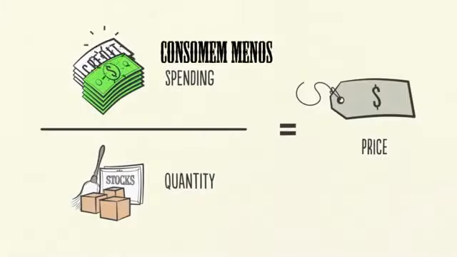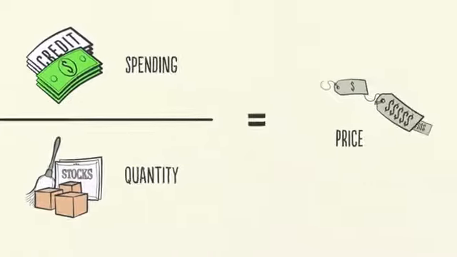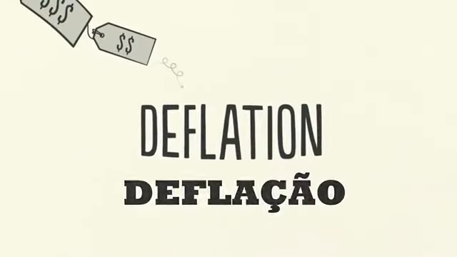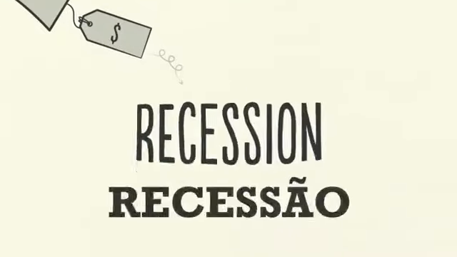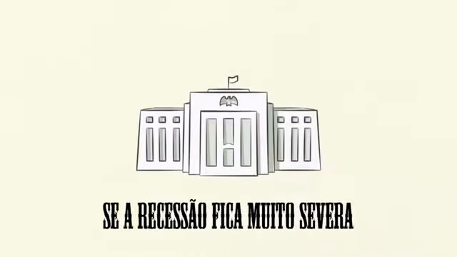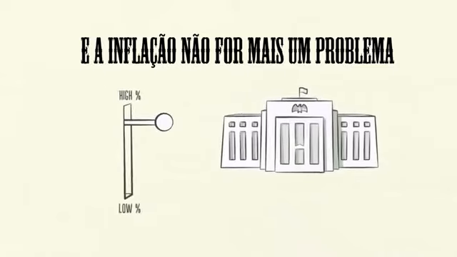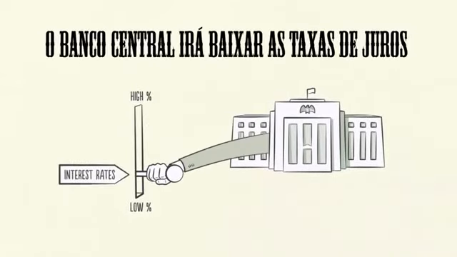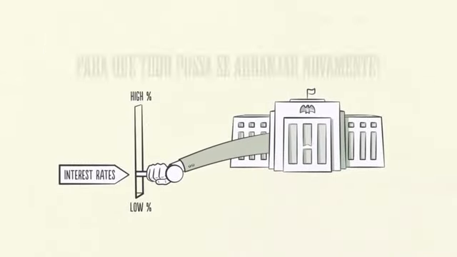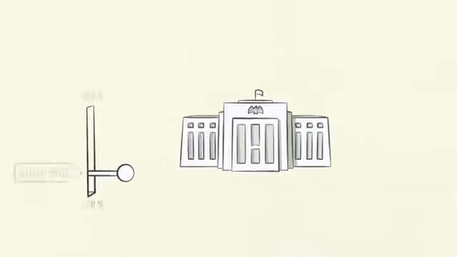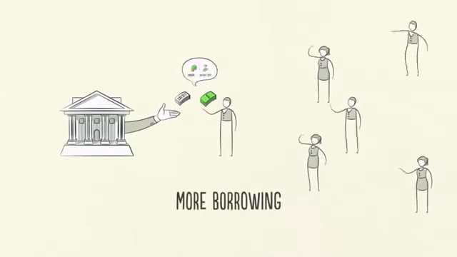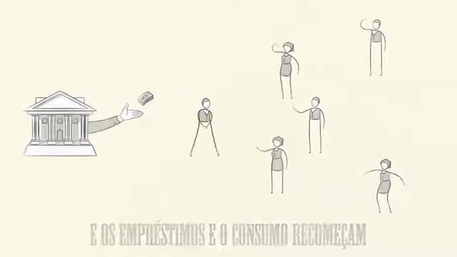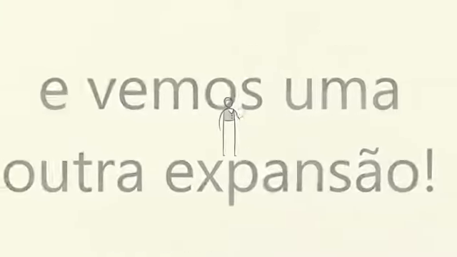When people spend less, prices go down. We call this deflation. Economic activity decreases, and we have a recession. If the recession becomes too severe and inflation is no longer a problem, the central bank will lower interest rates to cause everything to pick up again. With low interest rates, debt repayments are reduced and borrowing and spending pick up, and we see another expansion.